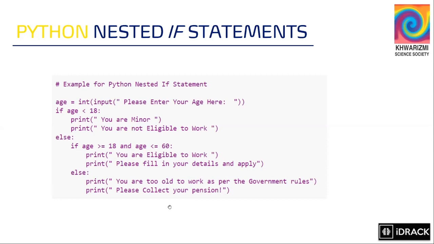Please collect your pension. So again, this is a very short script, but essentially what it is doing is asking the user for an input, and it's using that input to check if the user is eligible to work, or if they're a minor, or if they're too old, and it's printing out statements accordingly.